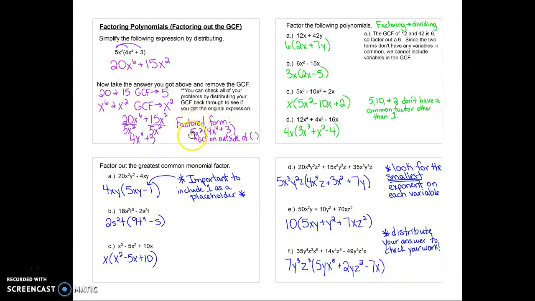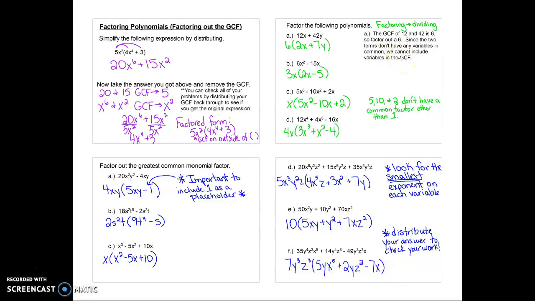So for the factored form, the GCF goes on the outside of the parentheses. The inside of the parentheses is then what's left over from this division. So I have a 4x to the 4th left over, and I have a positive 3 left over. So my final answer is 5x squared times the quantity of 4x to the 4th plus 3. And again, if you double check your answer, I could distribute this 5x squared into both terms, and I would get exactly what I started with.